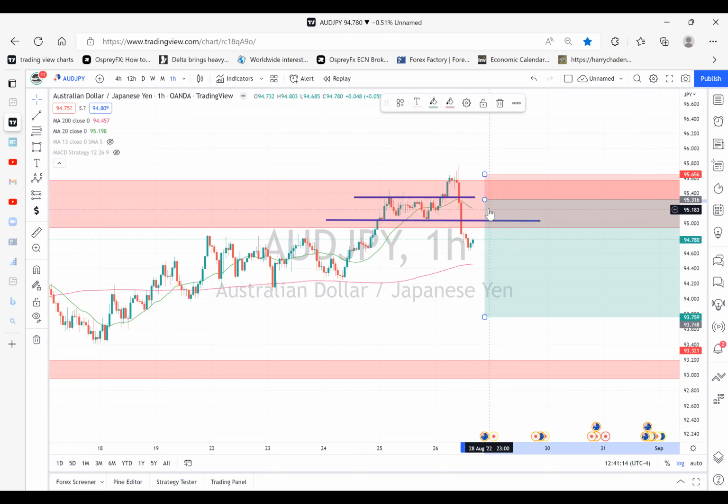So you have to make the determination on whether you want to trash the idea because your entry wasn't hit, or you want to get in the trade and widen your stop loss. You can always add positions as the trade pushes in your direction. It's just a personal preference, right?